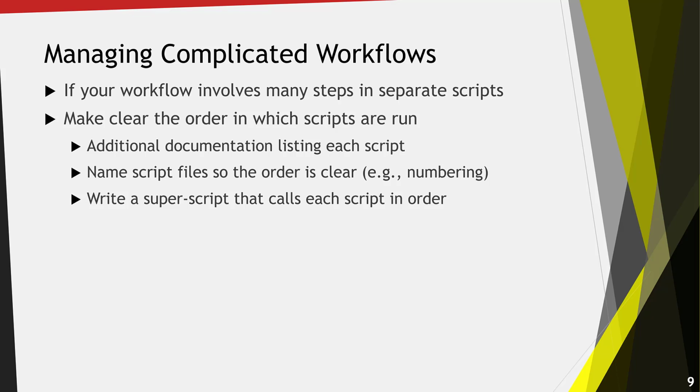You can name script files so the order in which they're supposed to be run is clear. So you can put numbers at the start of your script names, or you can name them in such a way that it's very clear to anyone looking at them how they should be run. Alternatively, you can make a superscript that calls each of those scripts in order. So this is one large script that is going to reference each of the components of your workflow and call all of them in order. Now, I want you to note that these things aren't mutually exclusive. In fact, you should probably be doing all of them when you have complicated workflows.